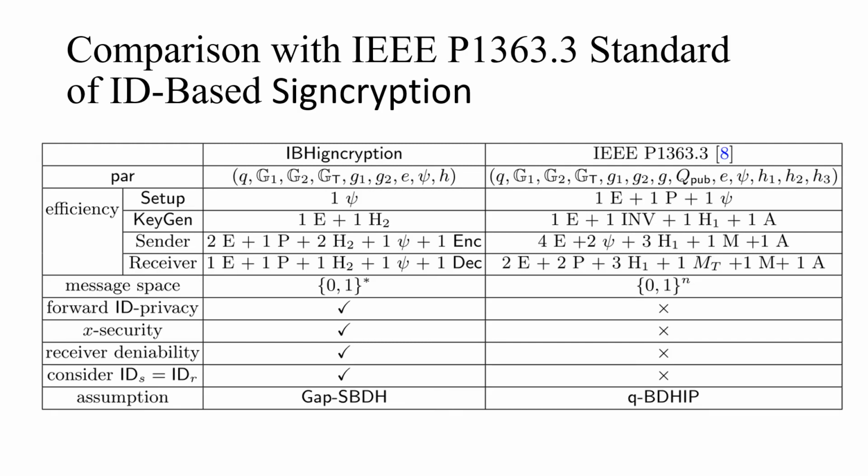In addition, our scheme enjoys forward ID privacy, X security, and receiver deniability, while none is offered by the IEEE standard. Also, the identity-based signcryption standard is based on the q-BDHI assumption, and our scheme is based on the relatively more standard gap BDH assumption.